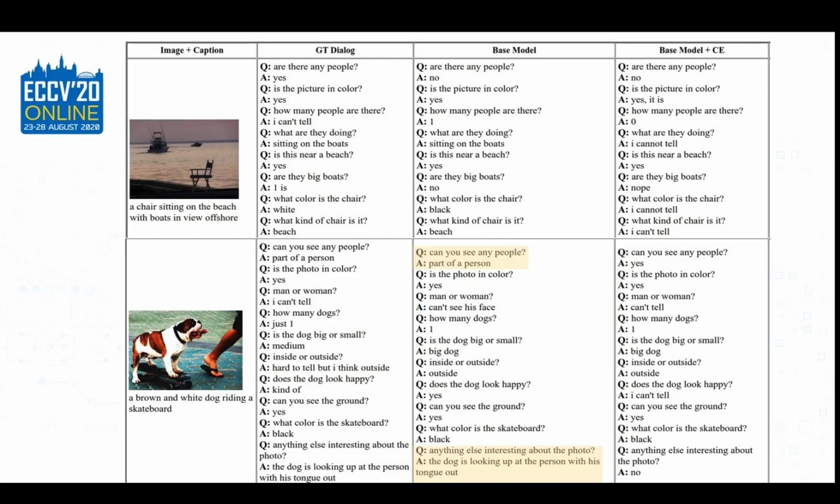The second observation is that the CE model often answers with generic responses such as I cannot tell, especially for questions involving some amount of subjectivity and uncertainty. For example, what color is the chair? The predicted answer is I cannot tell. The chair seems to be in the shadow in the image. And for the question, does the dog look happy? The predicted answer is I can't tell.